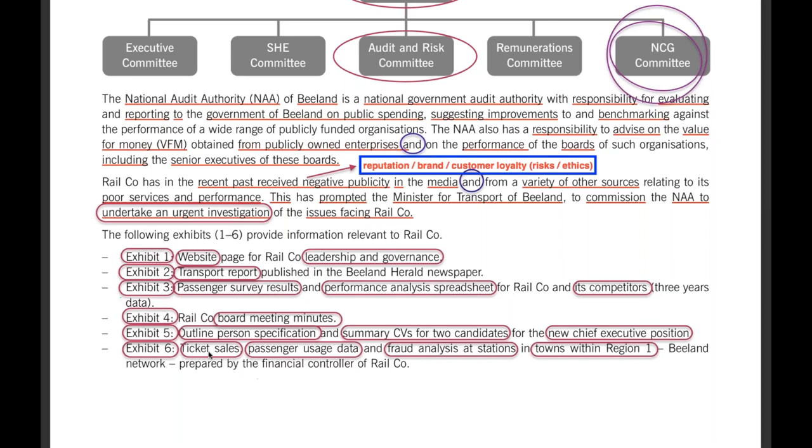So after that, they have ticket sales, the passenger usage data, and they're talking about fraud analysis of stations. So automatically that tells you something about the possible fraud that may have taken place. I don't know. Because I've not read the exhibits, but at least it gives me some rough idea what I should expect when I read through.